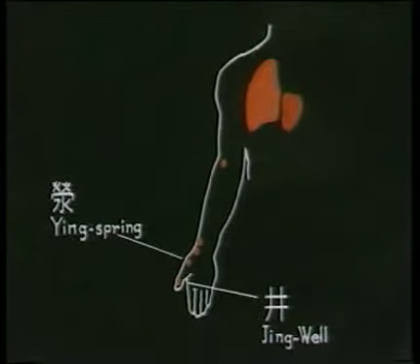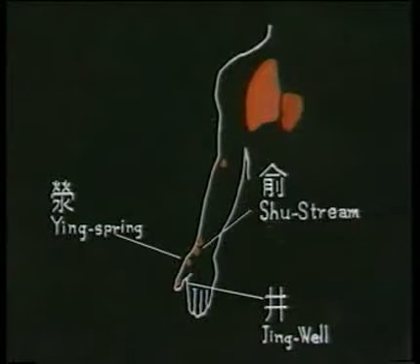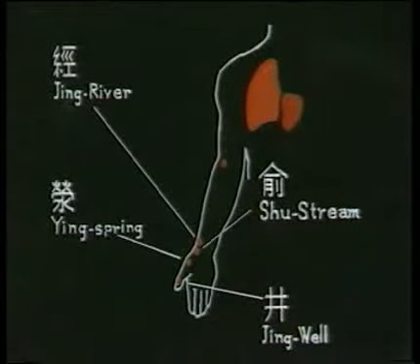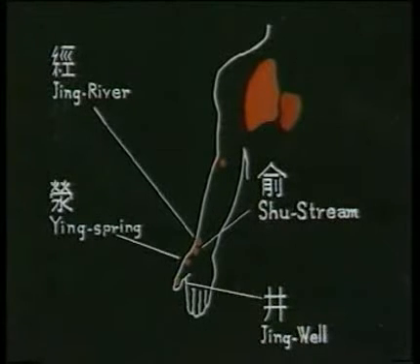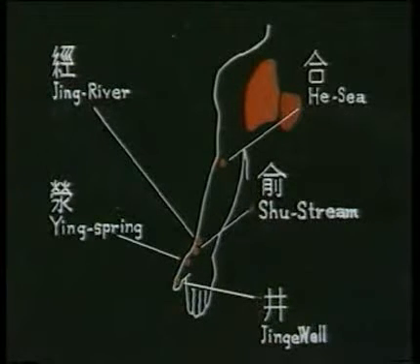The points where qi flows copiously are called spring points. Points where qi flows like a stream are called stream points. Points where qi flows through are called river points. And where qi gathers are called sea points.